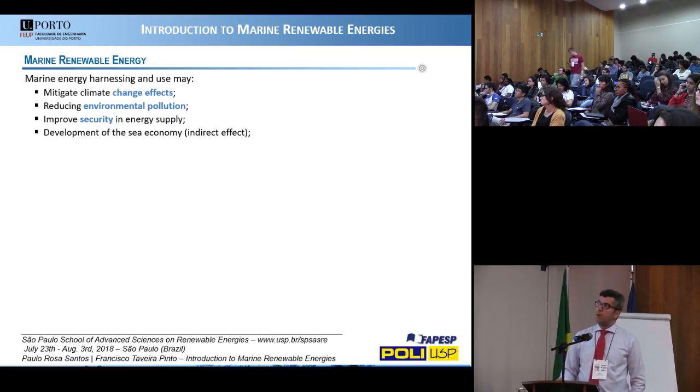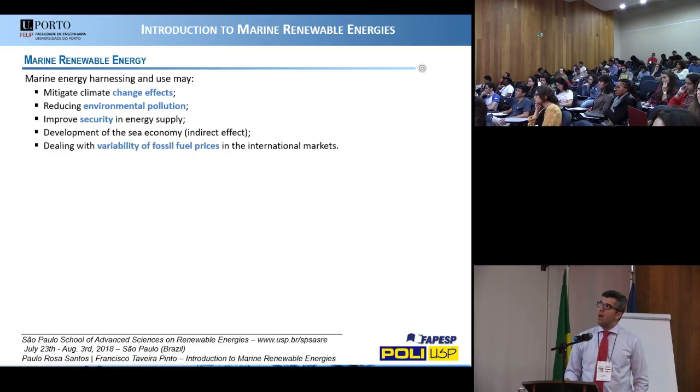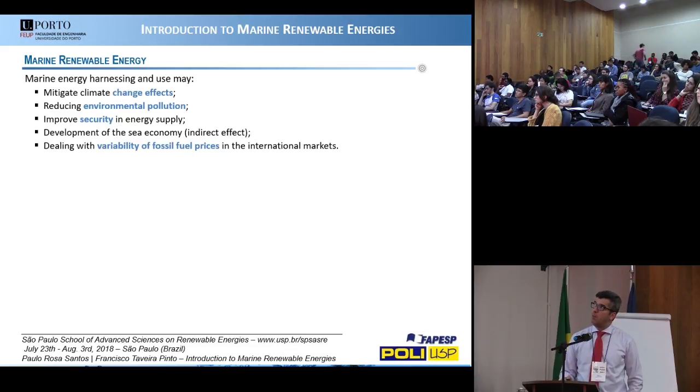It also helps to develop the sea economy, so a very important sector. And it could also help us deal with the variability of the costs of the fossil fuels in the international markets. Okay, so a very good number of reasons to invest and to explore the marine renewable resources.